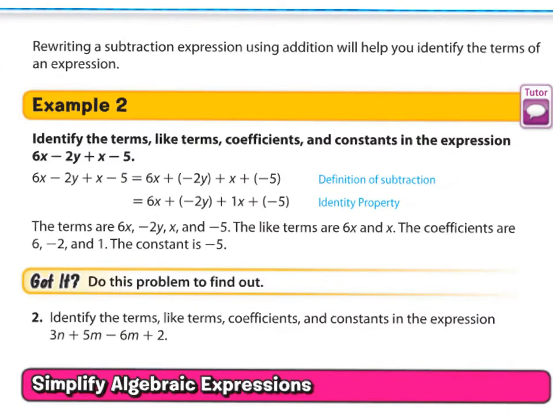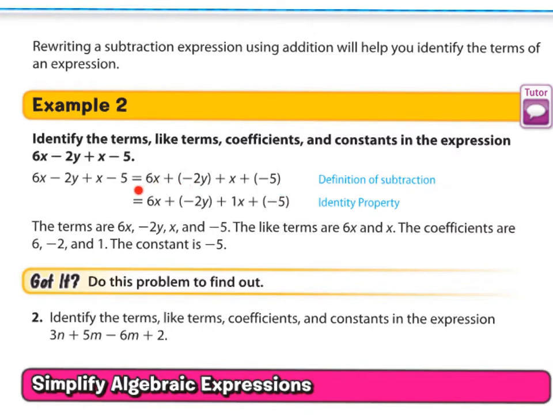When working with subtraction, it might be helpful to rewrite a subtraction expression using addition. So as they suggest here, identify the terms, like terms, coefficients, and constants in the expression. So we have 6x minus 2y plus x minus 5. Now you can rewrite a subtraction expression using addition so that it helps you identify the terms in an expression. So what they mean is you can write 6x and negative 2y. See that? 6x and negative 2y. And x and, or plus, negative 5.